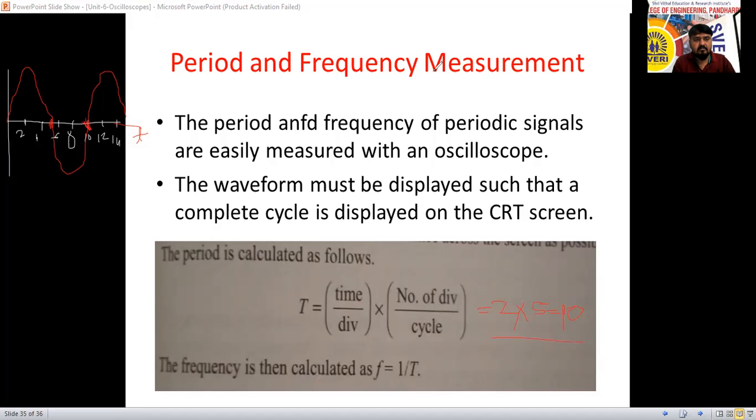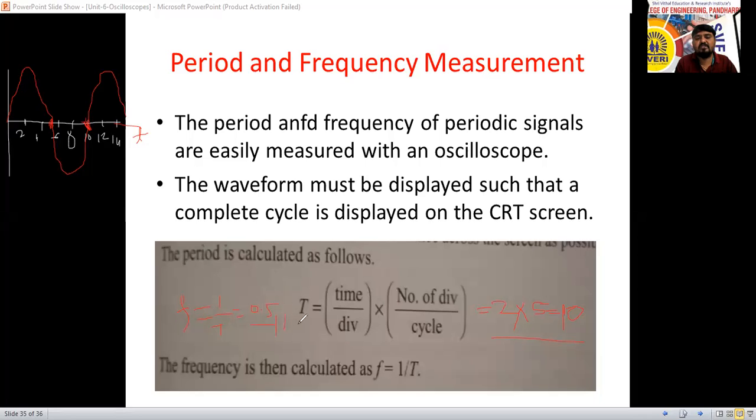So like this, we are going to measure the time period here. If the time period is measured, then what is the formula for the frequency? Frequency equals 1 by T. What is T equal to? Suppose T is 2, so 1 by 2 equals 0.5. Like that, 0.5 is the frequency here.